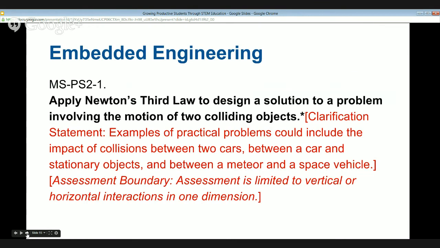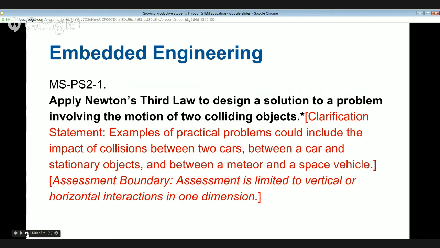And so here's the middle school one. And this particular standard asks the students to apply Newton's third law to design a solution to a problem involving the motion of 2 colliding objects. With students, we talk about car accidents. We talk about anything where you have impact that will affect those objects. And then please pay attention to the clarification statements, because these clarification statements do tell you how far to go with the students.